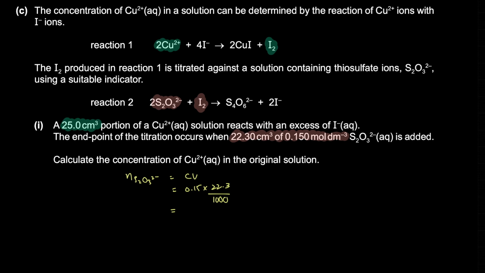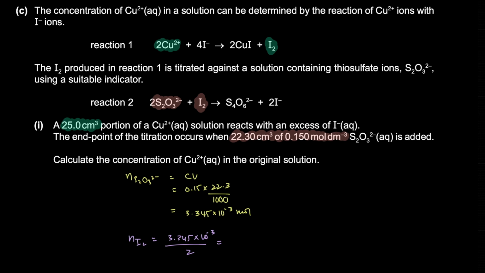So how many moles did we have of thiosulfate ions in this reaction? We get 3.345 times 10 to the power of negative 3 moles. And can I say that the number of moles of iodine that reacted in the second reaction will be half as many moles? Because for every 2 moles of thiosulfate we have 1 mole of iodine reacting. So the number of moles of iodine is just 3.345 times 10 to the power of negative 3 divided by 2.